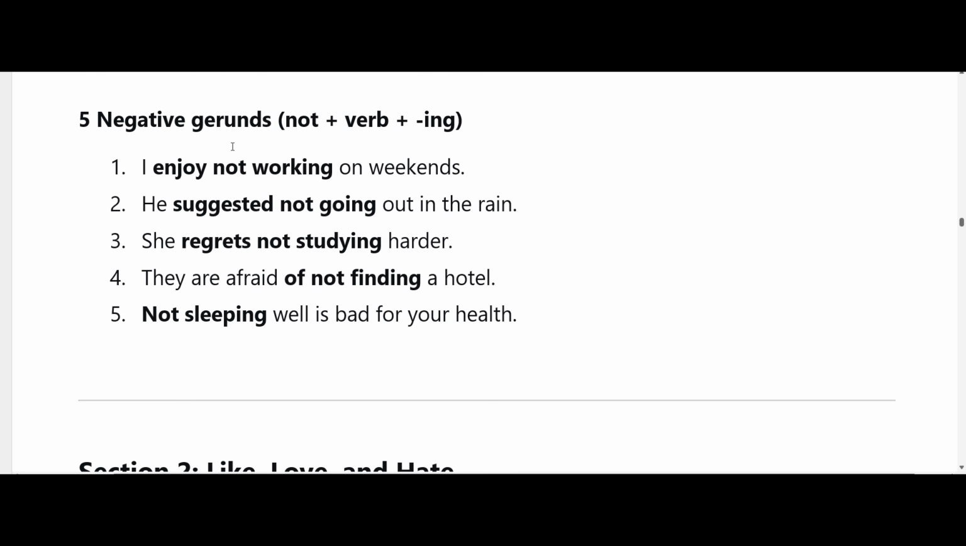5. Negative gerunds: not plus verb plus ing. I enjoy not working on weekends. He suggested not going out in the rain. She regrets not studying harder. They are afraid of not finding a hotel. Not sleeping well is bad for your health. So negative gerunds: not plus verb plus ing.